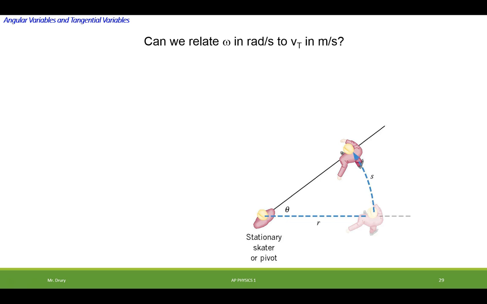Now obviously, as we just talked about in the slide before, the further out you are, you're going to have a greater tangential speed because you're going to have to cover more arc length. So we know that the tangential speed is going to be dependent on the radius. So let's see how this comes out.